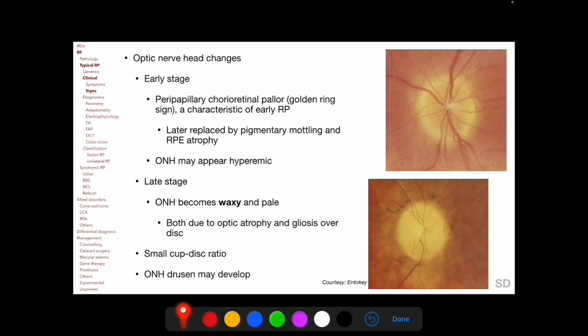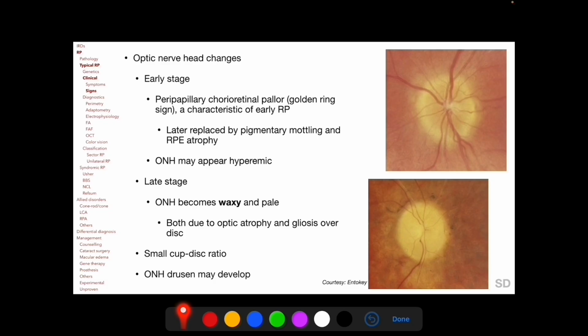Peripapillary chorioretinal pallor or golden ring sign can be found in the early stages of retinitis pigmentosa, and in the later stages of the disease, the optic nerve head becomes characteristically waxy and pale, as seen here in this clinical photograph, both due to optic atrophy and gliosis over the disc, and the zone of peripapillary chorioretinal pallor is replaced by pigmentary mottling and RPE atrophy.